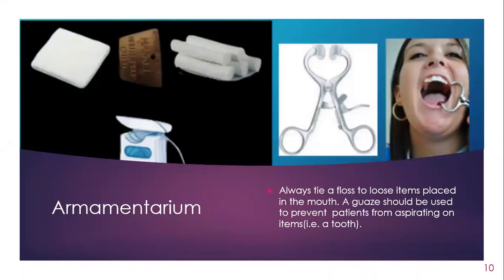So in addition to the previously mentioned armamentarium, floss is definitely your best friend when it comes to any type of oral surgery procedure. It's best to utilize floss around any type of loose items, specifically like your gauze, cotton roll, or even your mouth prop. You want to use some type of floss so that your assistant or even yourself can grab that item in case it does go back in the patient's throat and causes some type of aspiration.